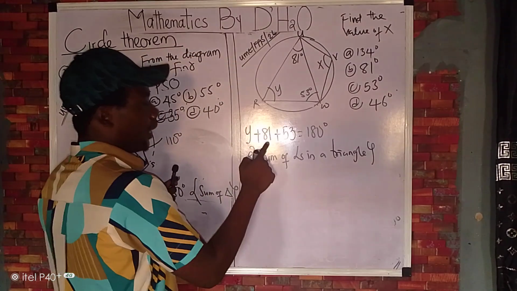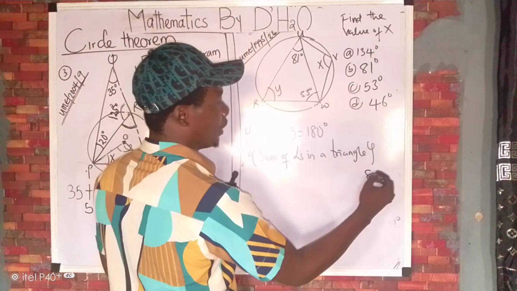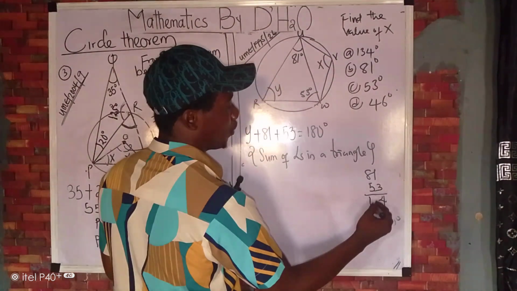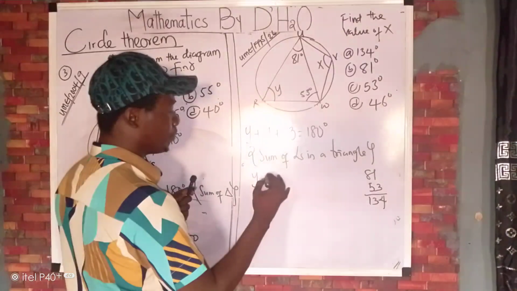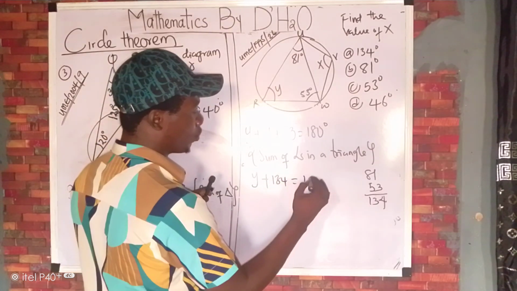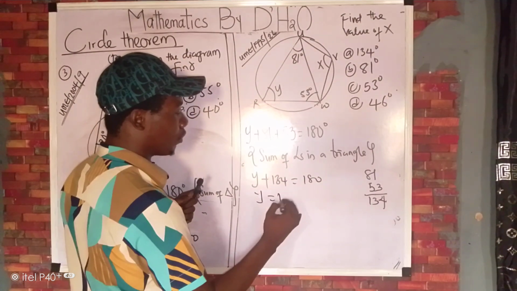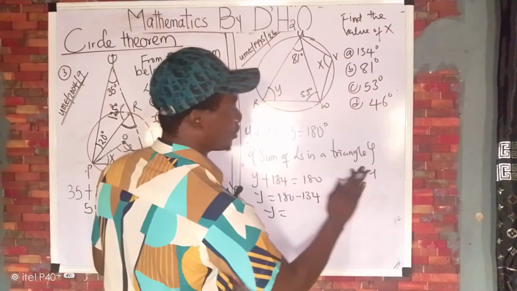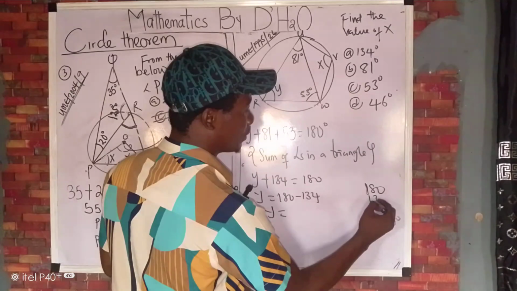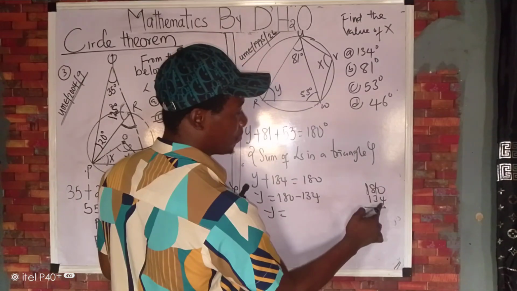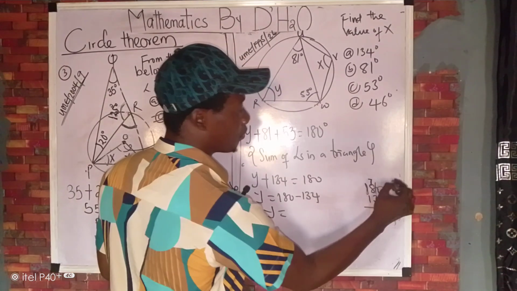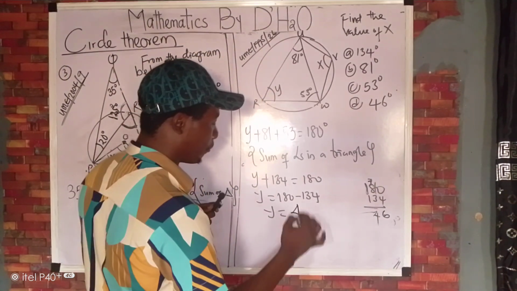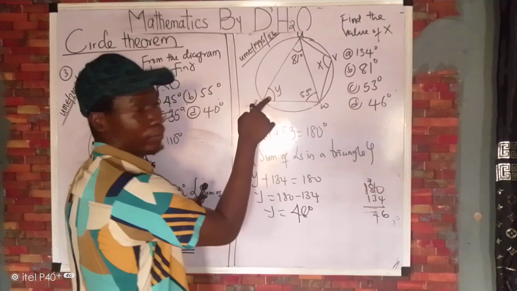Good. So 81 plus 53 will give us what? Here will give us 4, and here will give us 13. So you have Y plus 134 equals 180. So Y will give us 180 minus 134. Let's do that: 180 minus 134. Here you have 10 minus 4, 6, and here is left with 7. So 7 minus 3 will give us 4. So you have 46 degrees. That's the value of the angle here.